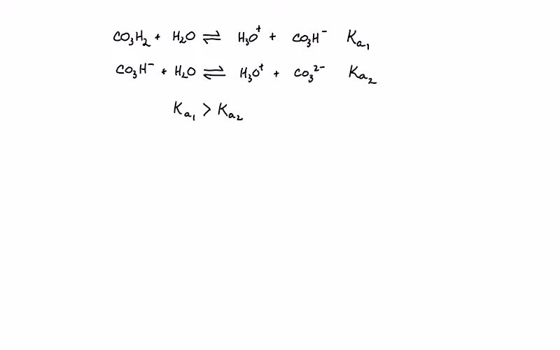That's because every time we pull off a proton from something, it becomes more and more charged, which means it's not so happy. And we can see this here with the carbonic acid, because the first Ka has a value of 4.2 times 10 to the negative 7th, whereas the second one is 4.8 times 10 to the negative 11th. That's a big jump there, 4 orders of magnitude. So the first one comes off a whole lot easier.